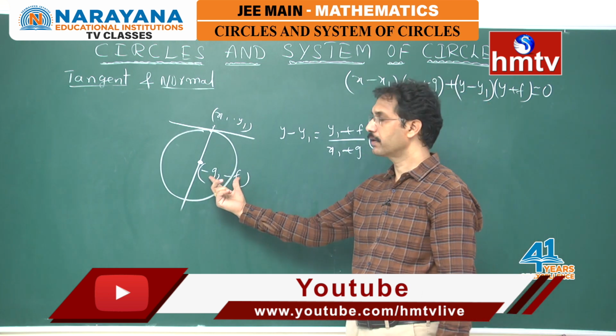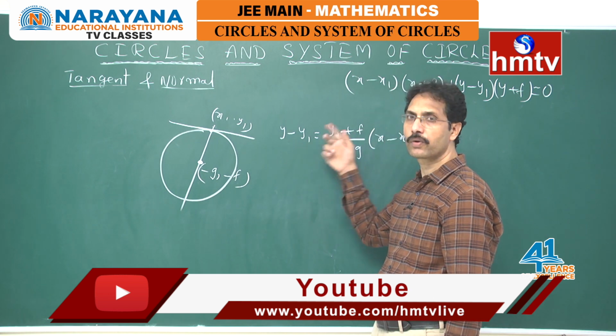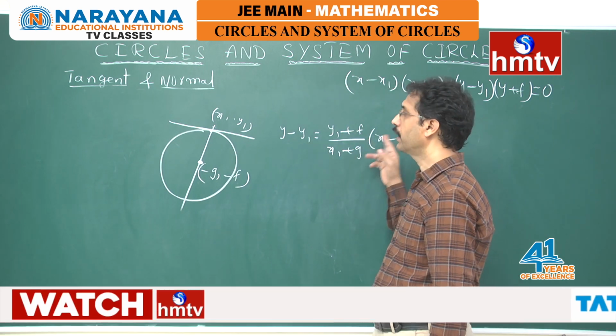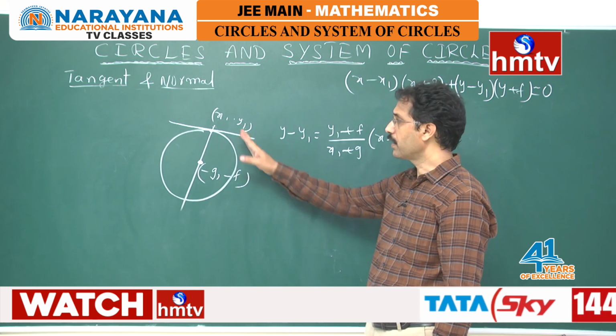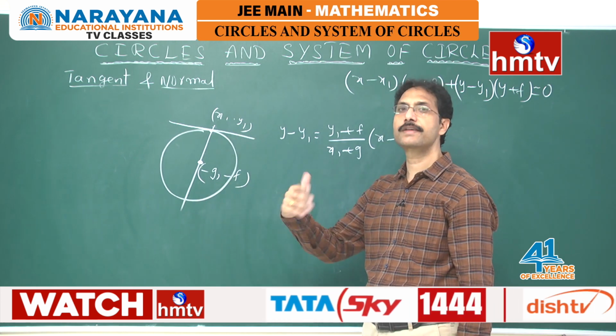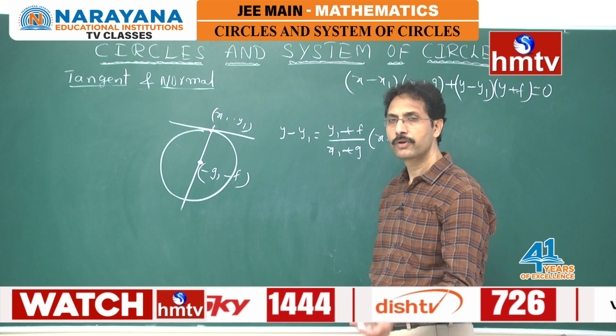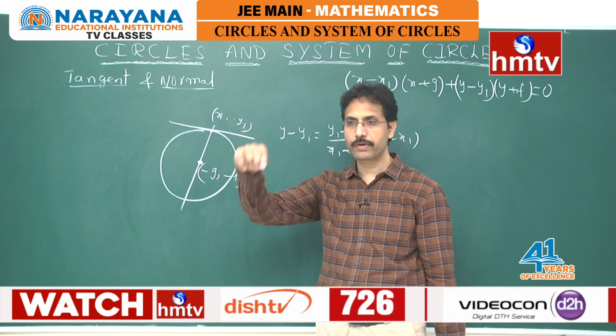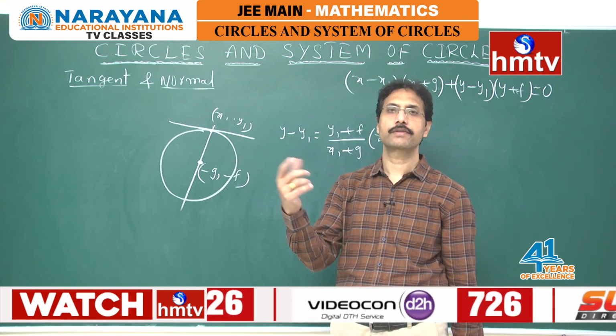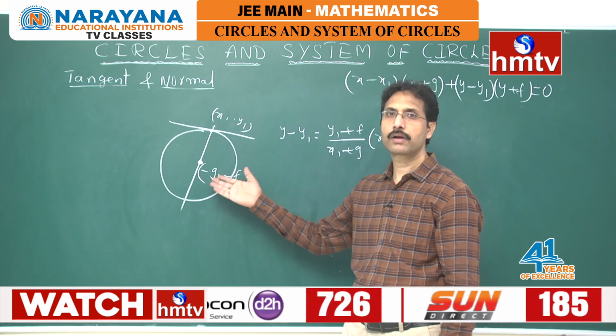Suppose the center is the origin, simple: y minus 0 is equal to y1 by x1 into x minus 0. In this way, the equation of the normal can be obtained very easily in the circle. If the circle is given, we know the center, and any point is given on the circle, then the line joining the center and the point is our normal.